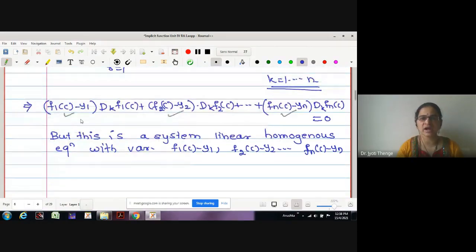For every k I have to write Dk. Here, first for k equal to 1 this is D1, D1, D1. Then for k equal to 2 this is D2, and so on. This will be the system of n equations. Okay. Now what about the system we know?